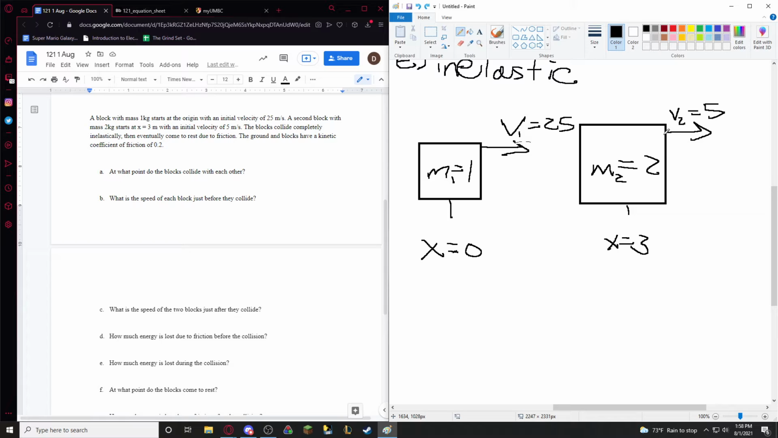So the first thing we want to know is, at what point do the blocks collide with each other? We're going to assume the blocks are point objects, and that they start 3 meters apart from one another. So this would be x equals 0 and this would be x equals 3.